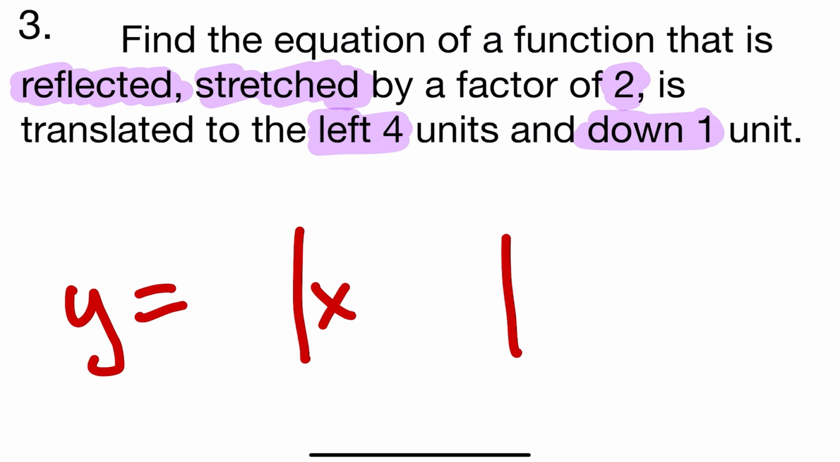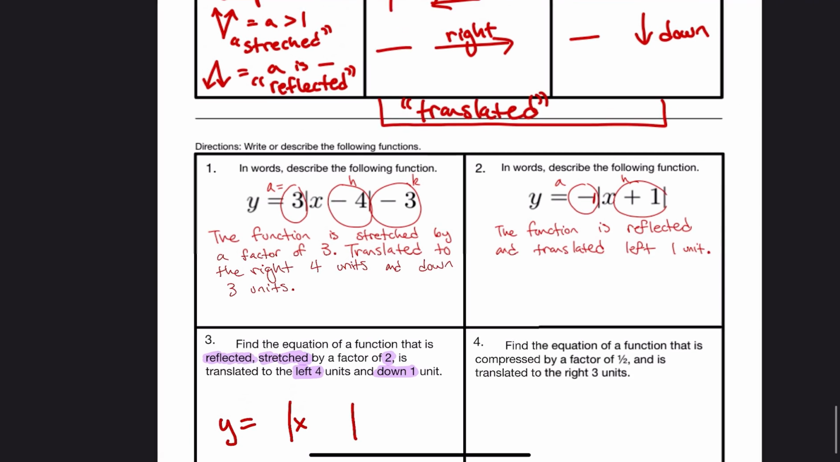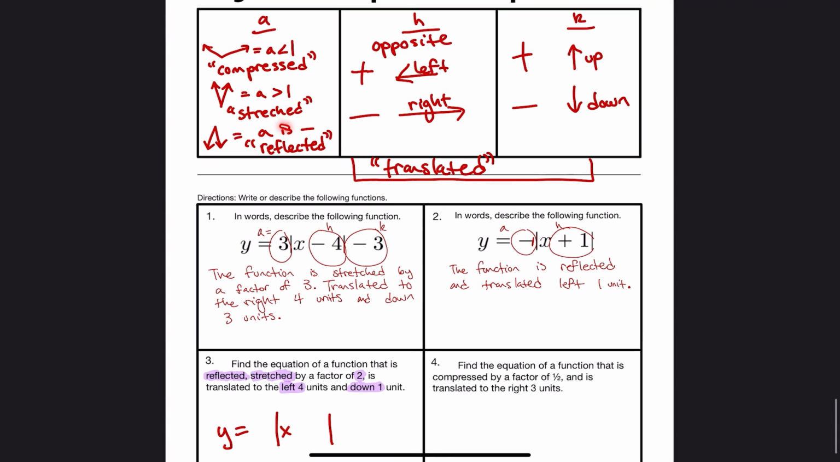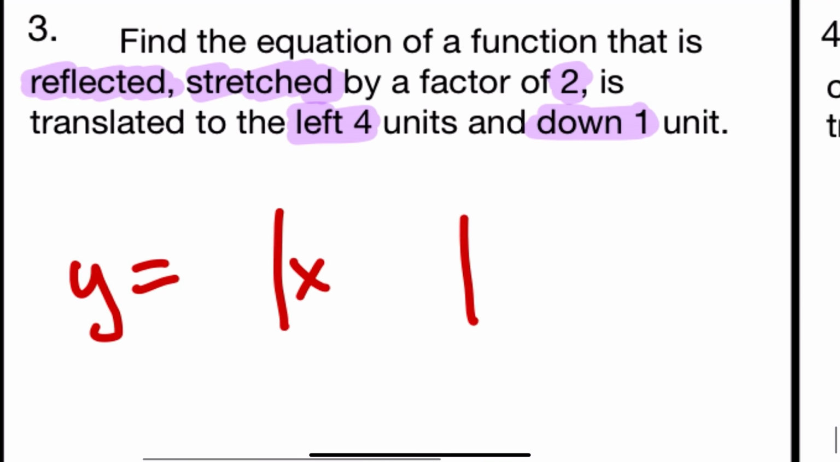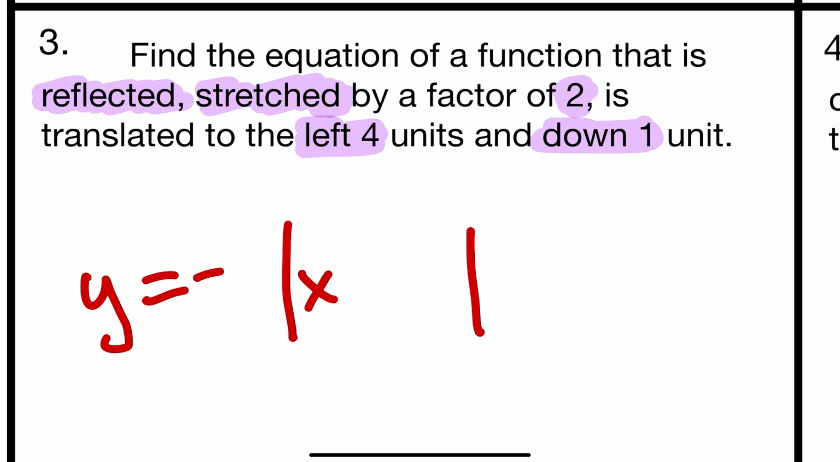What did reflected mean? Let's go back to the top of those notes. Reflected is under A, and that means that your A is negative. So reflected tells us that A is negative, so I'm going to start with a negative A. It's also going to be stretched by 2. So stretched, that was also a word that was under A. So that's describing our A. That's our slope. Our slope will be 2.